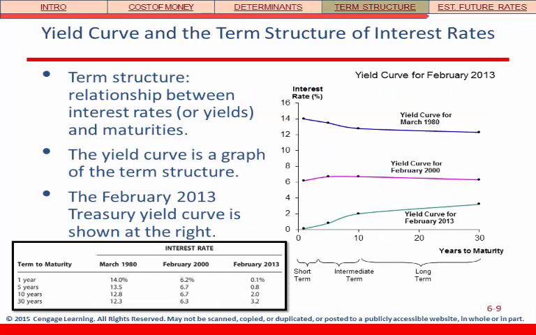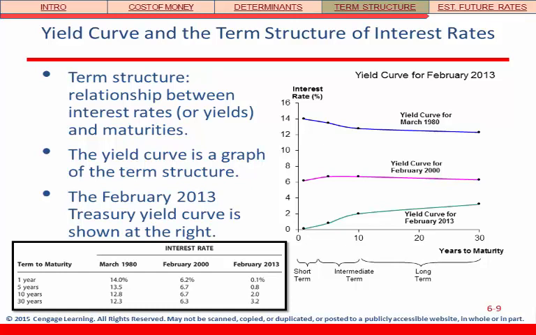Now let's move past the determinants to term structure. What we're going to find out here is that there is a variety of different types of yield curves that you can have. If you look at the x-axis here, we're tracking these yield curves over about a 30-year period. So 0 to a couple years is the short term, and then up to 10 years would be the intermediate term, and then from 10 to 30 is what you would consider long term.